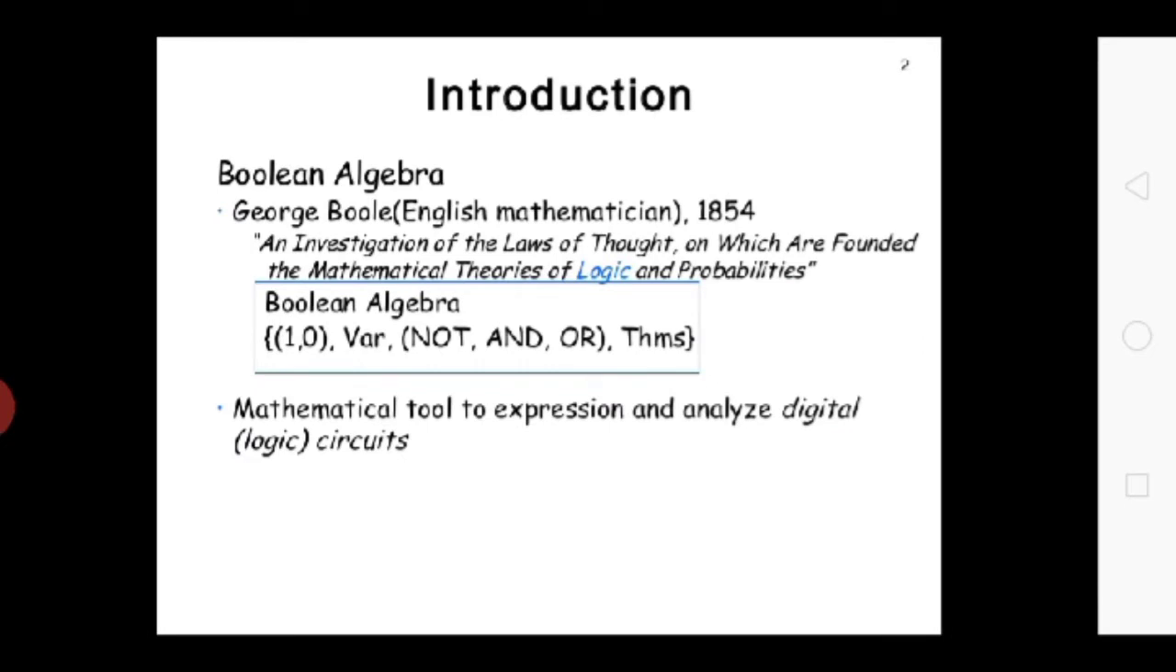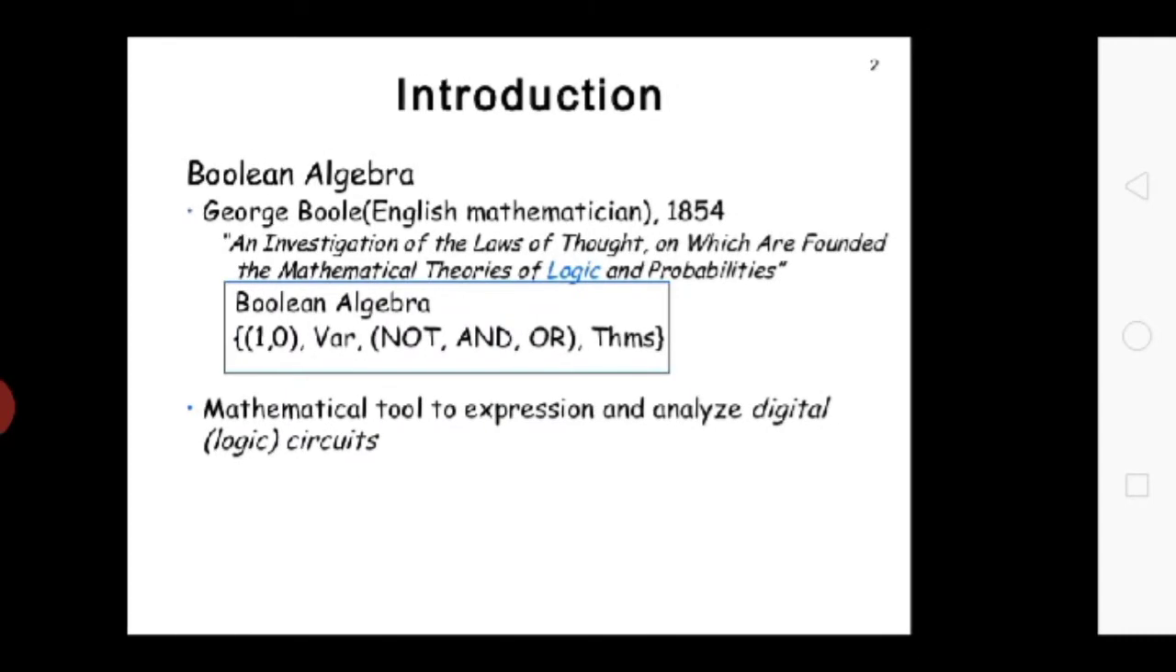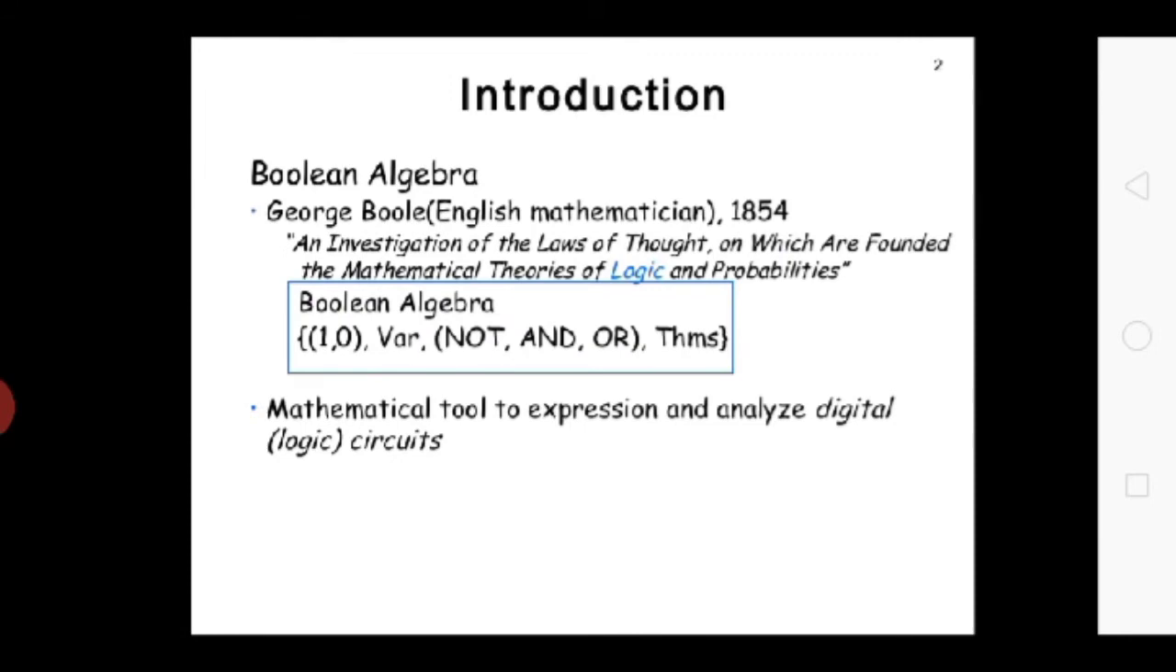Boolean algebra was introduced by an English mathematician in 1854, and his name is George Boole. Boolean algebra revolves around the binary numbers, that means 1 and 0, and we will also discuss the various gates, AND gate, OR gate, NOR gate, and various theorems related to Boolean algebra.